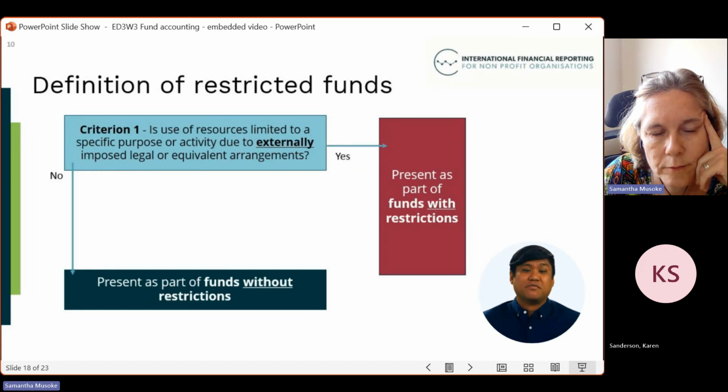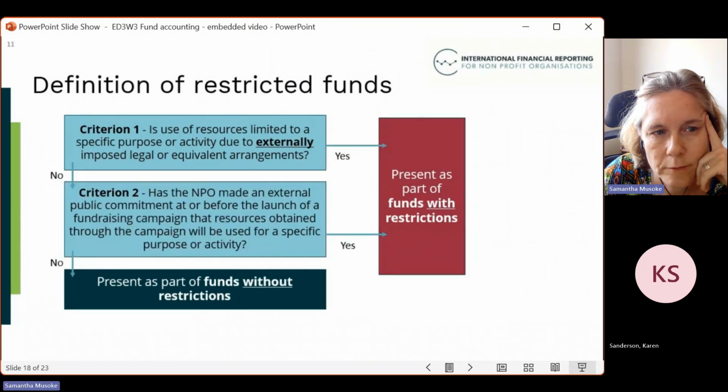The first criterion looks at whether the resources in a fund are limited to a specific purpose or activity due to an externally imposed requirement. This will most likely be a legal or equivalent arrangement and can be a formal agreement or a private arrangement.